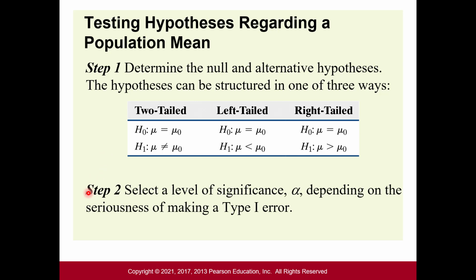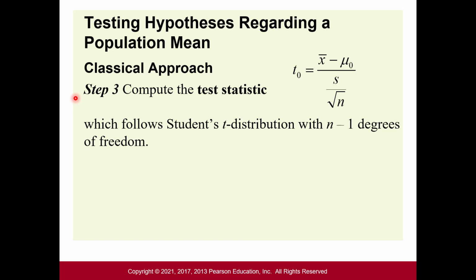Step two is to select a level of significance, which we call alpha, depending on the seriousness of making a type 1 error. A lot of times you're going to be given what alpha is. And then step three, we're going to do this two different times, because we have our classical approach, and then we're going to do it again with our p-value approach. So compute the test statistic T0.